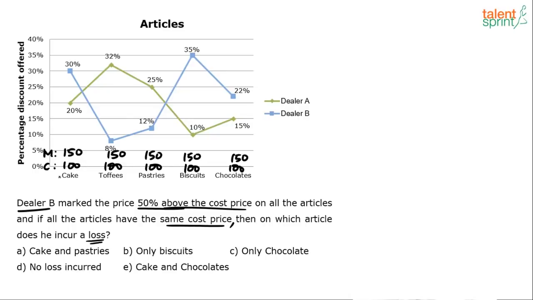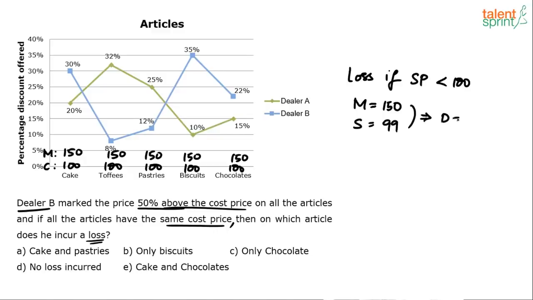See, he will incur a loss only if the selling price becomes less than 100. Yes or no? The selling price can become less than 100 when? See, the marked price is equal to 150. Let's say selling price is equal to 99, for example, less than 100. So nearest value is 99, which means how much is the discount? Discount is 51 rupees.